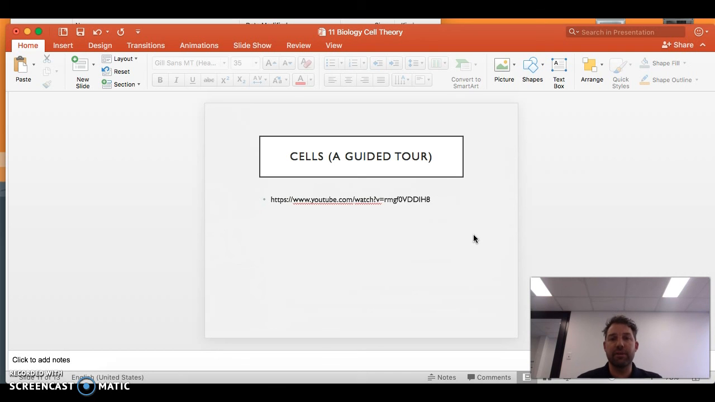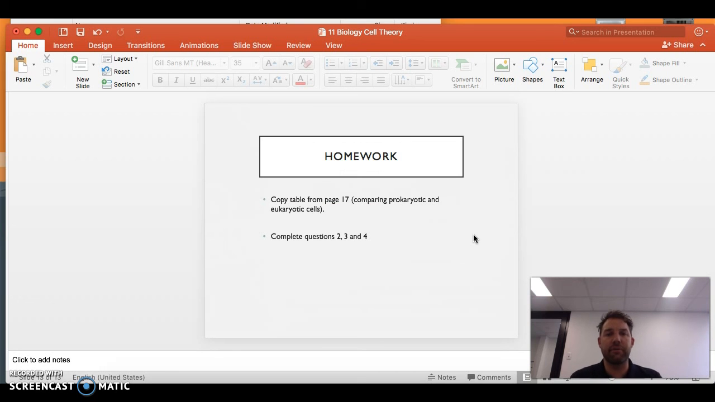There's a YouTube clip if you wanted to go on a guided tour of the cell and find out what each of those organelles do. And then there's a comparison between prokaryotic and eukaryotic cells at that clip there. We then had homework where we were completing, copied the page, the table from page 17, and you completed questions 2, 3, and 4 in your textbook.